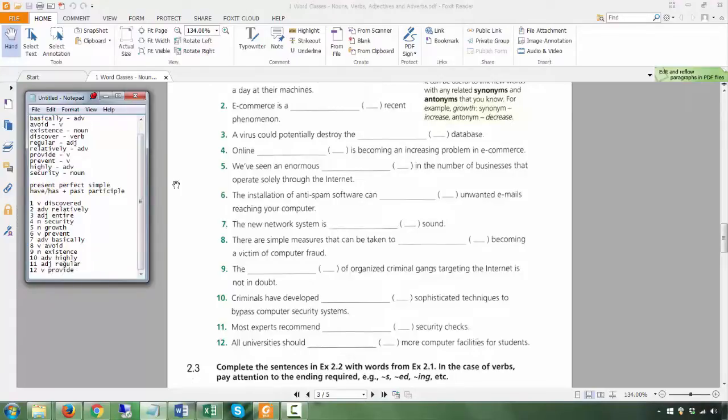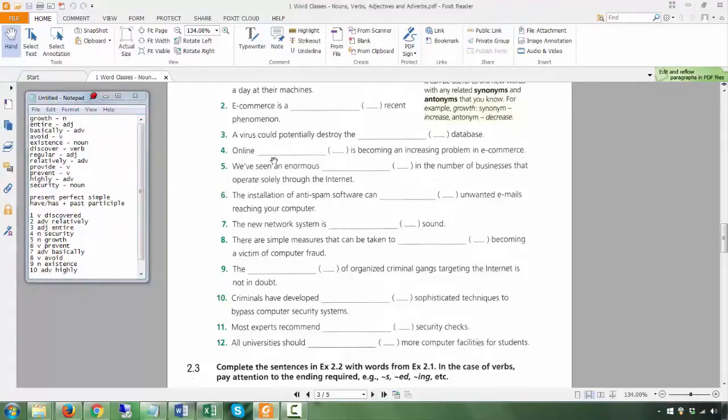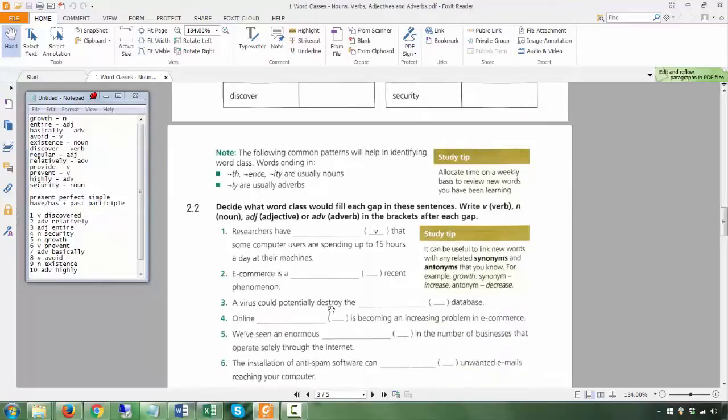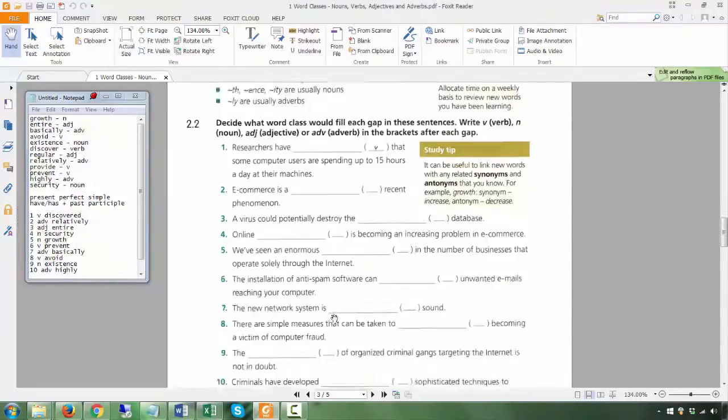First, you have to understand the word class. What kind of word class goes in, based on the sentence structure. Analyzing the sentence structure, what kind of word class fits into that, and then based on this, you can just get the correct answer. Okay, now let's have a look at prevent, because students get confused.